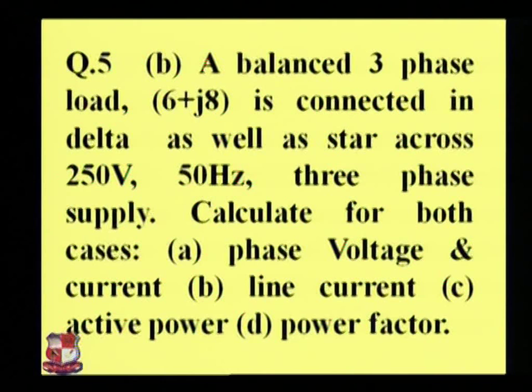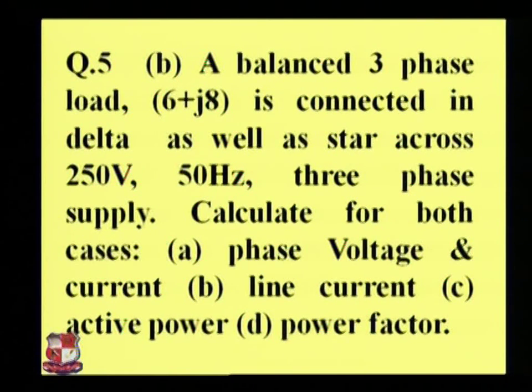Now the next question is an example based on the star and delta transformation. Question 5b says that for a balanced three-phase load, the impedance is 6 plus j8, connected in delta as well as star across 250 volts, the applied voltage, with frequency f equals 50 Hz, on a three-phase supply. Calculate for that circuit the phase voltage and phase current, line voltage and line current, and the active power and the power factor.